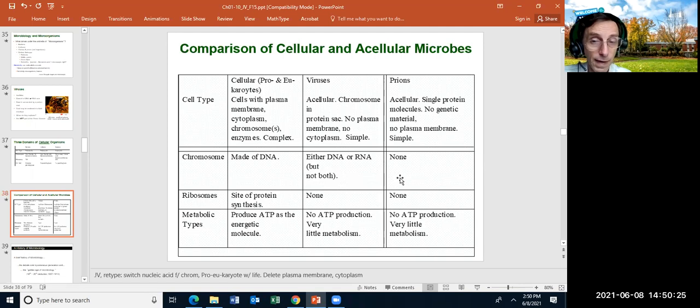Prions have no genome. All they are is a single protein molecule. The cellular life forms have ribosomes. Ribosomes are the site of protein synthesis. We'll talk a little bit more about that. Viruses and prions have no ribosomes.